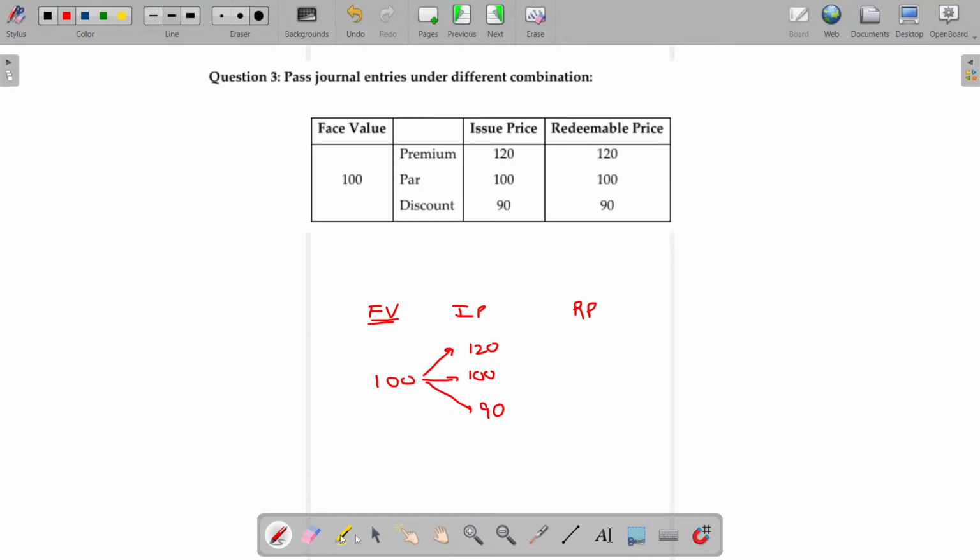I can redeem simply at the same value, 100 rupees. What does it mean? I issue at par, redeem at par. Or issue at premium, redeem at par. Issue at discount, redeem at par. If you buy the debenture by paying 90 rupees, 10 years later you will get 100 rupees. Meanwhile, in these 10 years you will be getting the interest year after year.